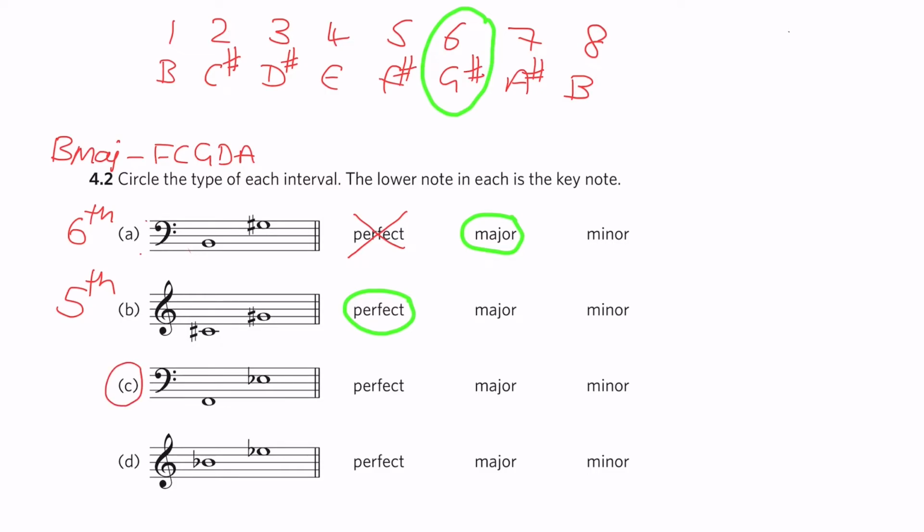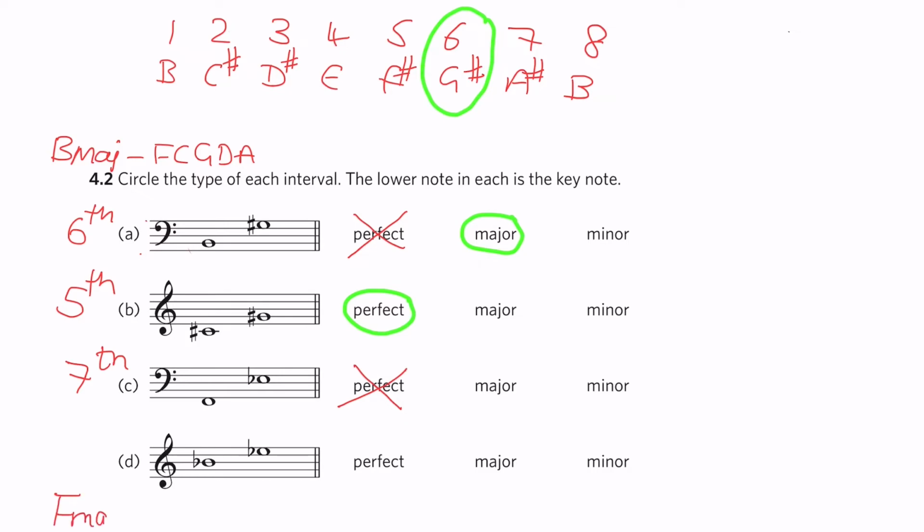Okay, let's have a look at C. So the first thing we're going to do is to work out what the numerical value is between the interval, and I'm counting up 1, 2, 3, 4, 5, 6, 7th. It's a 7th. So we know that 7ths aren't perfect, so we're going to get rid of that option. So we now know that it's either major or minor. So we could do this in multiple ways, but I'm going to test this against F major and see whether or not there is an E flat 7th. So let's work it out.